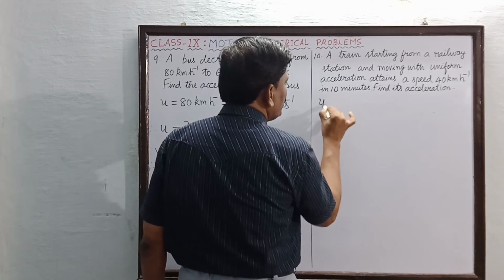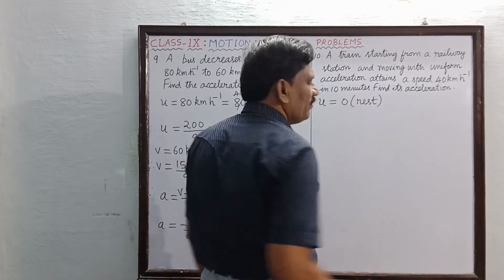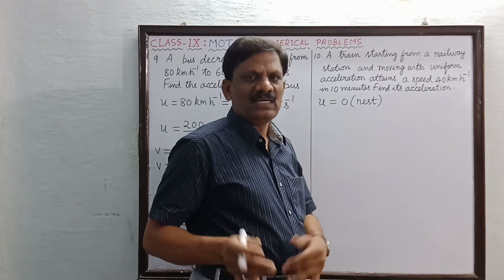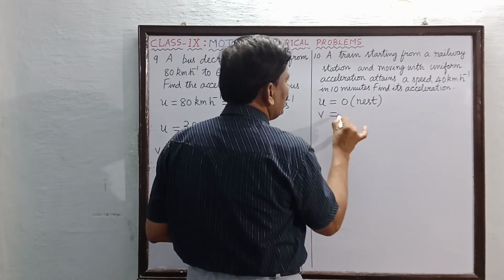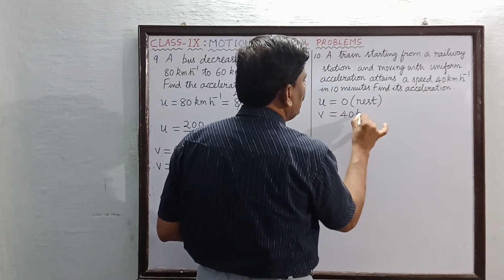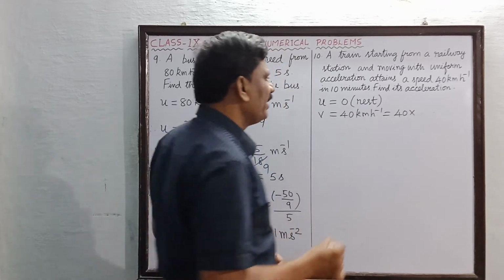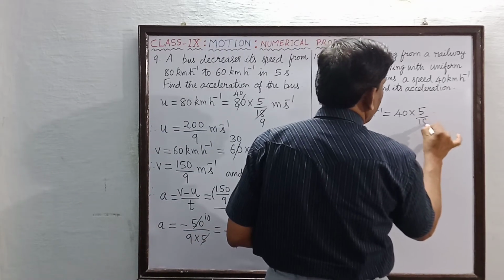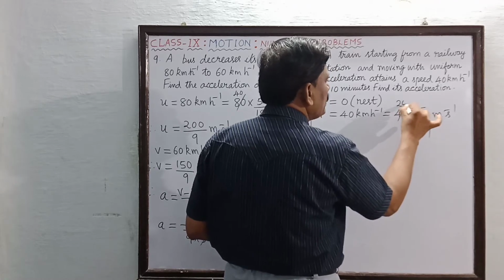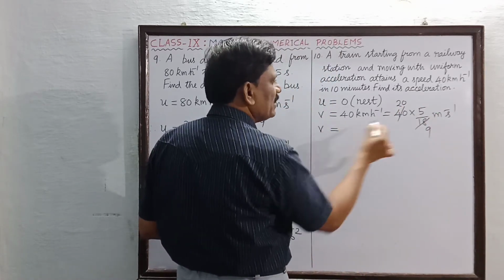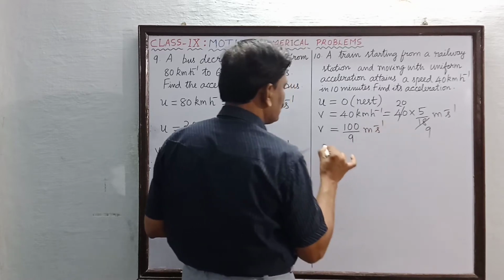First we will write initial velocity u is equal to 0 because it is starting from a railway station. Whenever the train is in a railway station, it will be at rest. Understand? Before it starts, it will be at rest. Therefore, the initial velocity is 0. And the final velocity is given in kilometer per hour, that is 40 kilometer per hour. So that is also equal to 40 multiplied by 5 by 18 meters per second. So 9 2s are 18, 20 2s are 40. So final velocity is now equal to 20 into 5 is 100. So 100 by 9 meters per second.